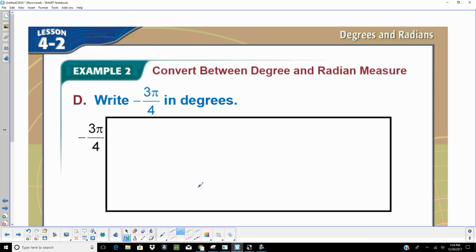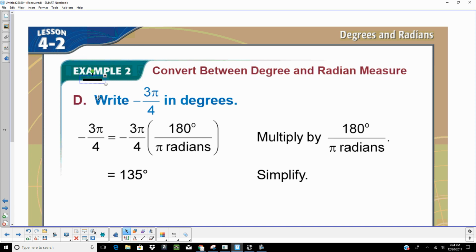On this one, we've got a negative. So we're going to take negative 3 pi over 4 and convert it into degrees. We're again going to multiply that by 180 over pi. My pi's cancel. 4 goes into 180 45 times. Negative 3 times 45 is going to be negative 135. Looks like I missed a negative sign right there.